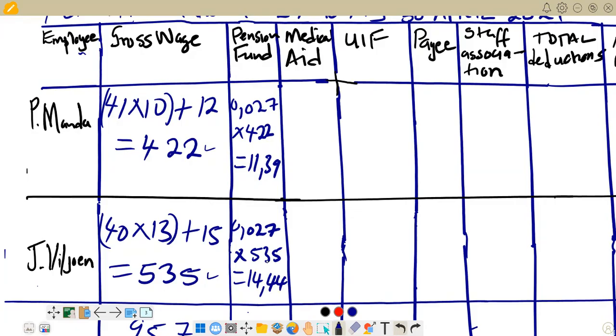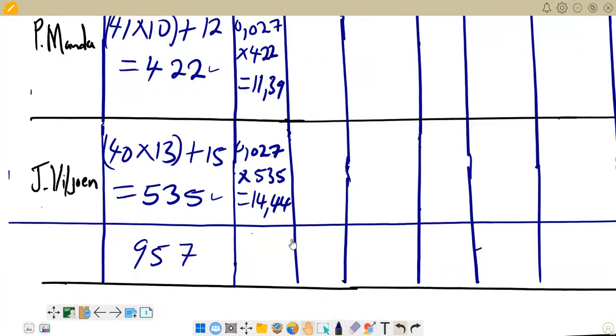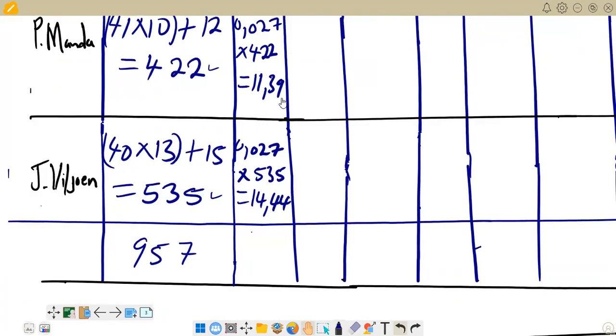And then obviously we add now the total, because we have got the row that we have there for totals. So here we add 11.39 plus 14.44 to get the total there. And if you add those two, you are going to get 25.83. So that's what we have there. Then we go to the next column that we have.